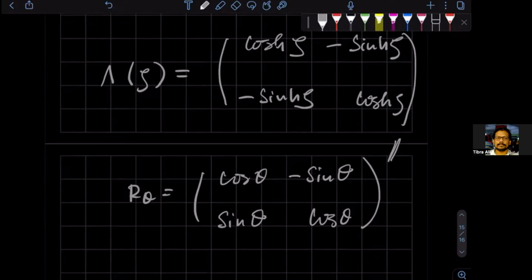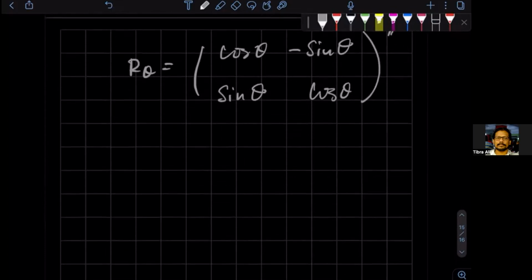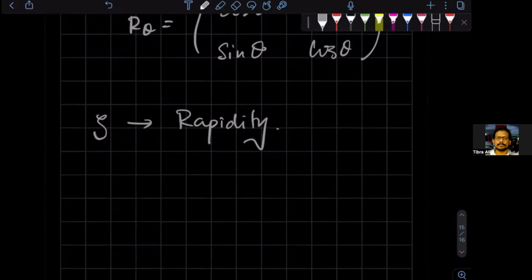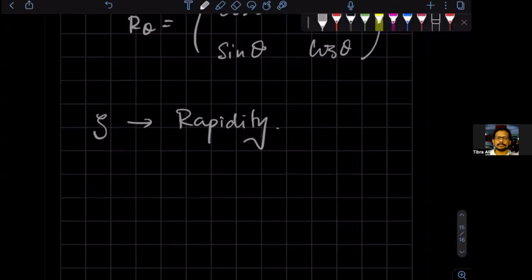Okay, so this parameter zeta is called rapidity, and this rapidity has a clear advantage over beta. What is the advantage? Suppose I make a Lorentz transformation, and then I make another Lorentz transformation.